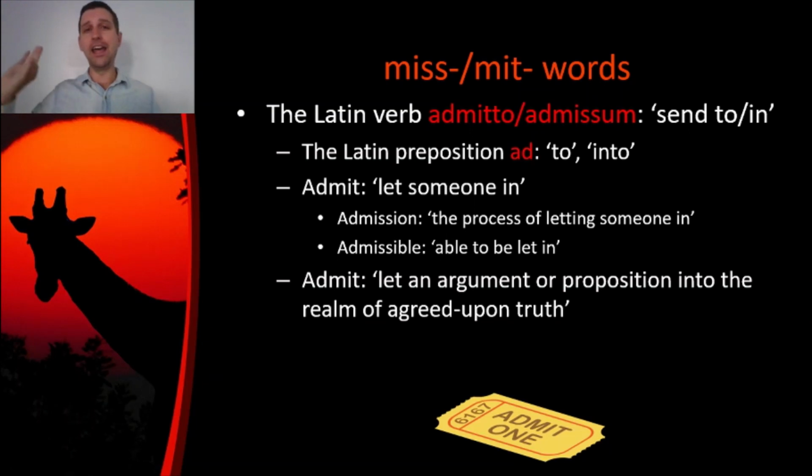So if you don't admit something, you're denying it, or you're just not saying anything about it. So you're not saying this is true, you're not saying you did something or whatever. But let's say you do admit something or you admit to something, that means you are letting it in. You're letting it past your defenses. Like you're standing guard over the truth of what really happened. And if you admit something, then you're saying, yep, that really happened. I'm not going to defend myself or somebody else on this particular thing anymore. So you can kind of see the evolution from admitting someone into a movie theater to admitting a proposition or an argument or an idea into the realm of truth that we all agree on.